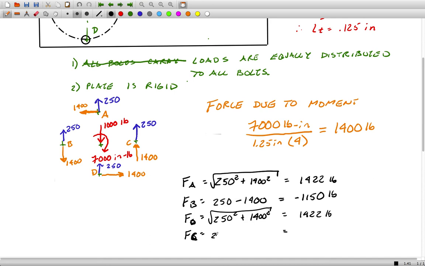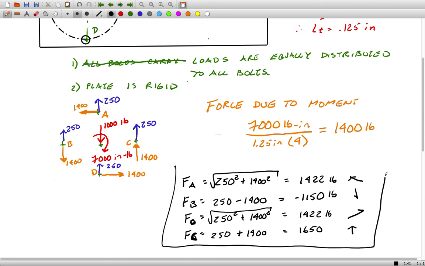Same approach. Here we've got 250 plus 1,400, or 1,650. So this one goes up at some angle. This one goes down with a positive magnitude. This one is up at some angle, and this one is all vertical upward. All right, that's where I'm going to stop this one. The stiffness calculation for this we can talk about in class when we meet next. I just want these to focus on the actual force calculations.